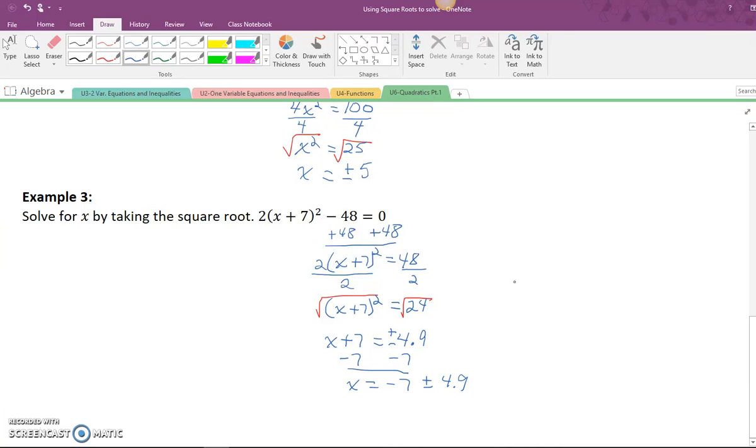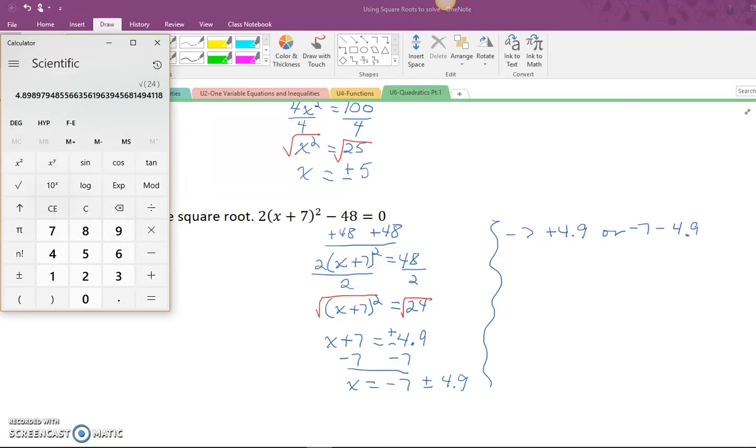Now you might not be familiar with that, but what we're actually going to do is end up solving two problems down here. We'll have negative 7 plus 4.9 for one answer, or negative 7 minus 4.9 for the second answer, second solution. So negative 7 plus 4.9, let's see, what is that?